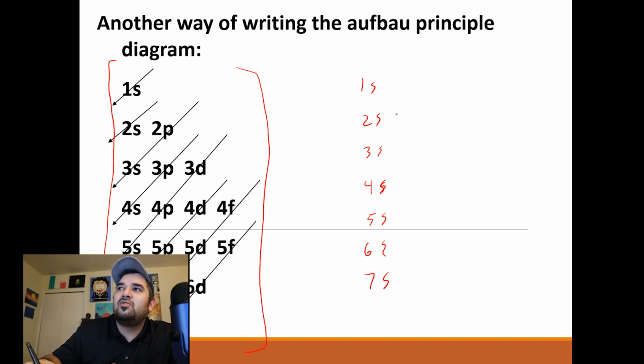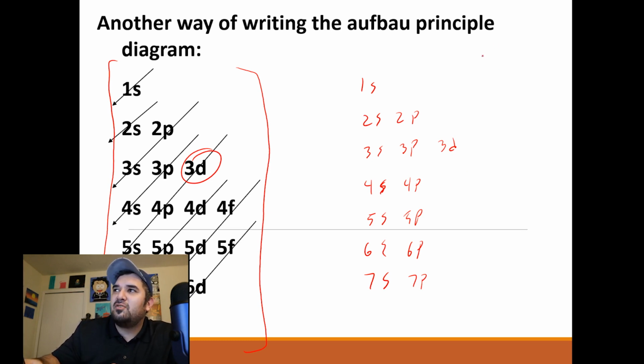And then 2p starts at the 2s. So 2p, 3p, 4p, 5p, 6p, and then 7p. And then 3d, it starts at the 3p. So right here at the third energy level, we can start out our d's. So we got 3d.